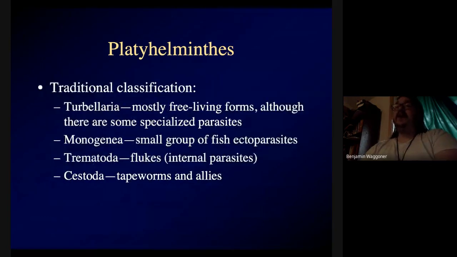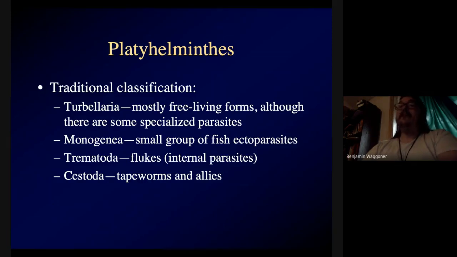We used to classify these as a mostly free-living group called Turbellaria. This would include the planaria worms that you might have seen in 1441. They're pretty common in biology classes. With any luck, we'll see some tomorrow, and we can take at least a brief look at free-living Turbellarian platyhelminthes.